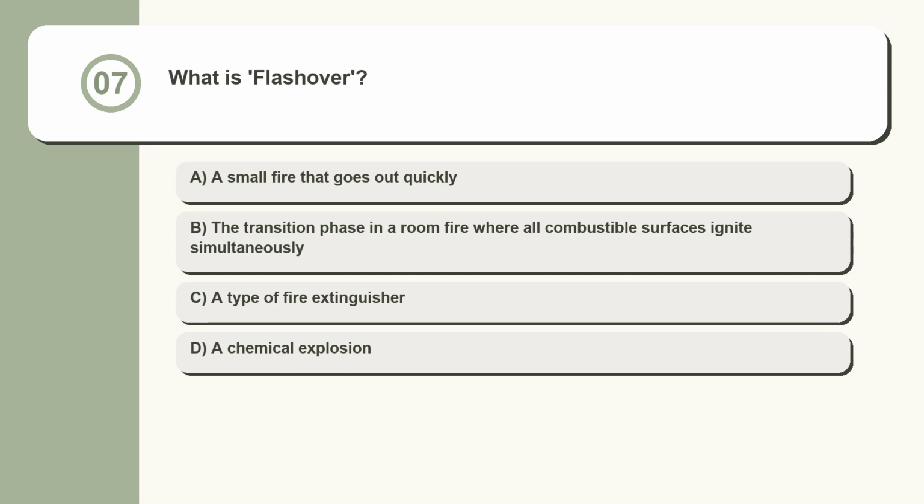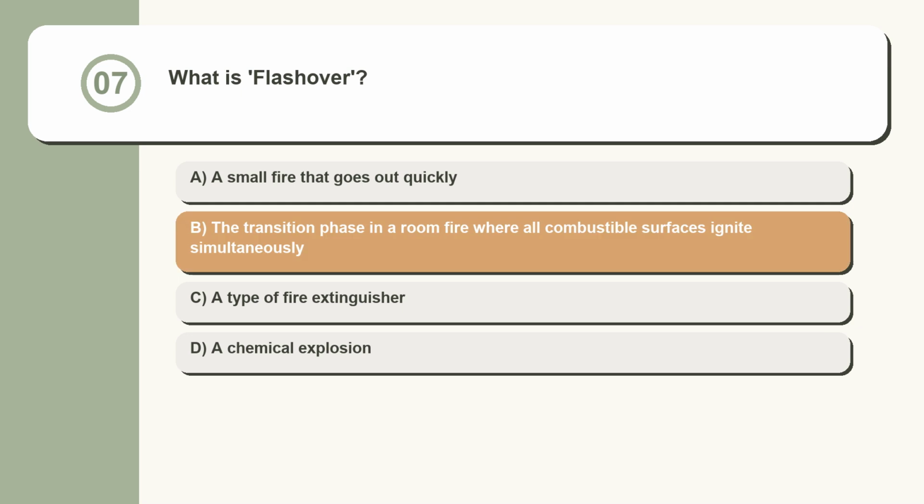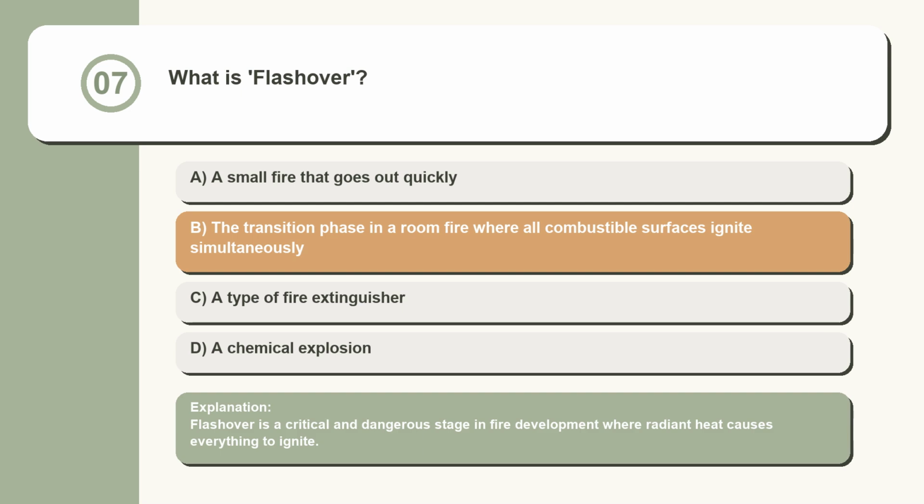Question 7. What is flashover? A small fire that goes out quickly. The transition phase in a room fire where all combustible surfaces ignite simultaneously. A type of fire extinguisher. A chemical explosion. Flashover is a critical and dangerous stage in fire development where radiant heat causes everything to ignite.